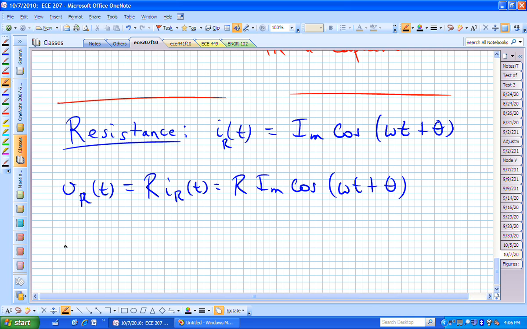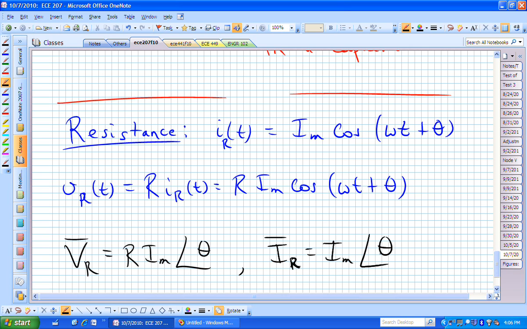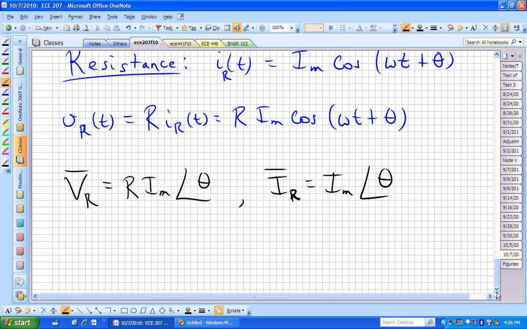If we wanted the phasor for the voltage, that's the magnitude of that cosine waveform, which is R times I sub m at the angle of theta. The phasor form of the current is I sub m at an angle theta. What's the impedance? R. You're way ahead of me.